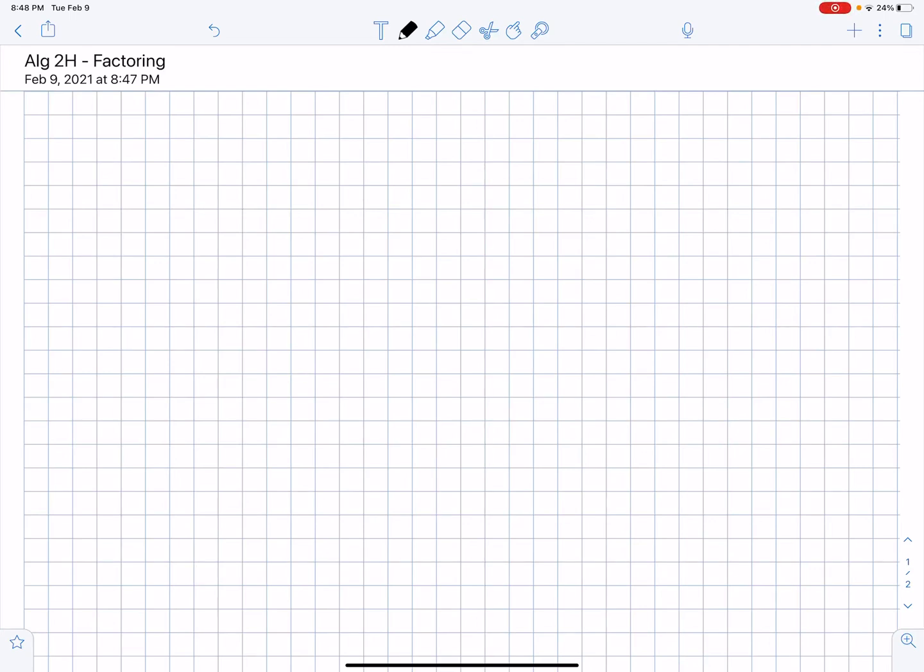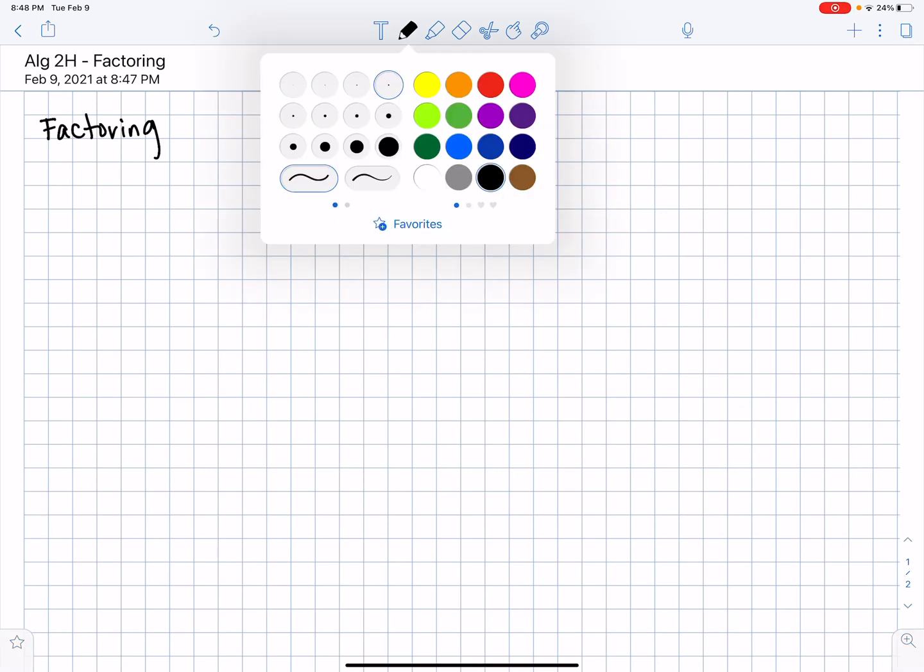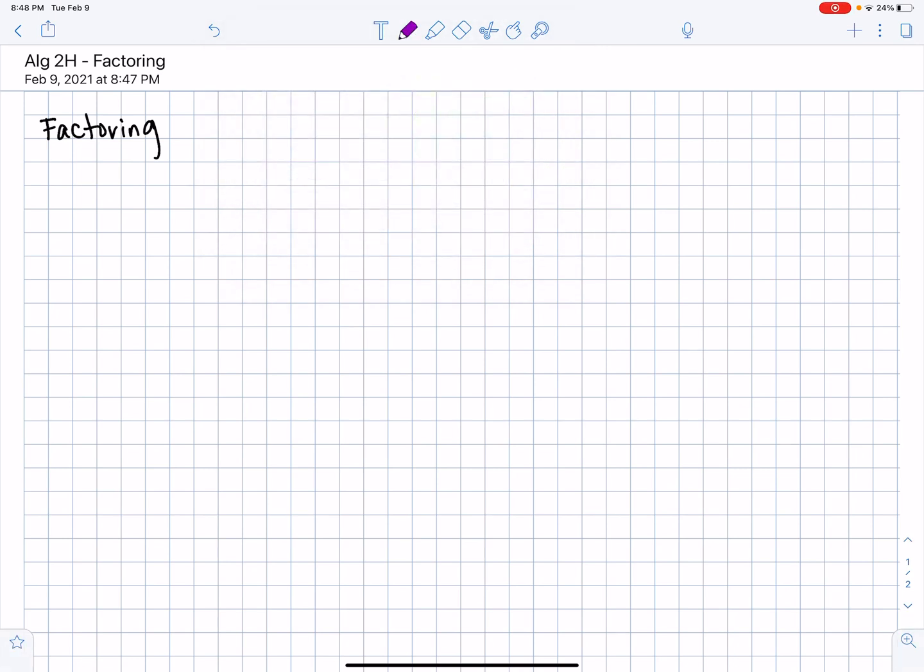Hello, Algebra 2. We're going to take a little trip down memory lane to review some factoring. Now, I absolutely love factoring. It's one of my favorite parts of algebra. So let's review some of these concepts.